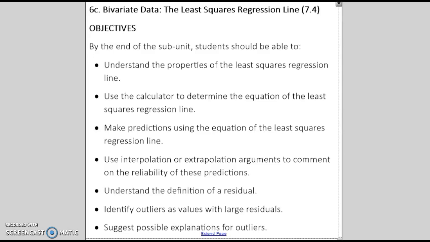So in this video we're going to look at the second bullet point from the specification objectives, which is how to use a calculator to determine the equation of the least squares regression line. So moving on in your booklets, your Unit 4 booklets, to page 24.